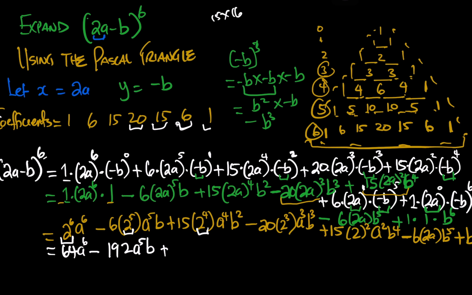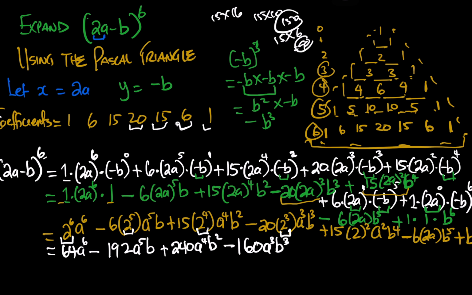So we can say that 15 times 10 is 150. And then 15 times 6 is, 2 of the 15 is 30, times 3, so 90. So 90 plus 150 is 240. So we're going to have 240 a to the 4 b squared. Now this is going to give us 8. 8 times 20 is 160. We're going to have negative 160 a cubed b cubed. Then this is 4. 4 times 15 is 60. So we're going to get 60 a squared b to the 4.